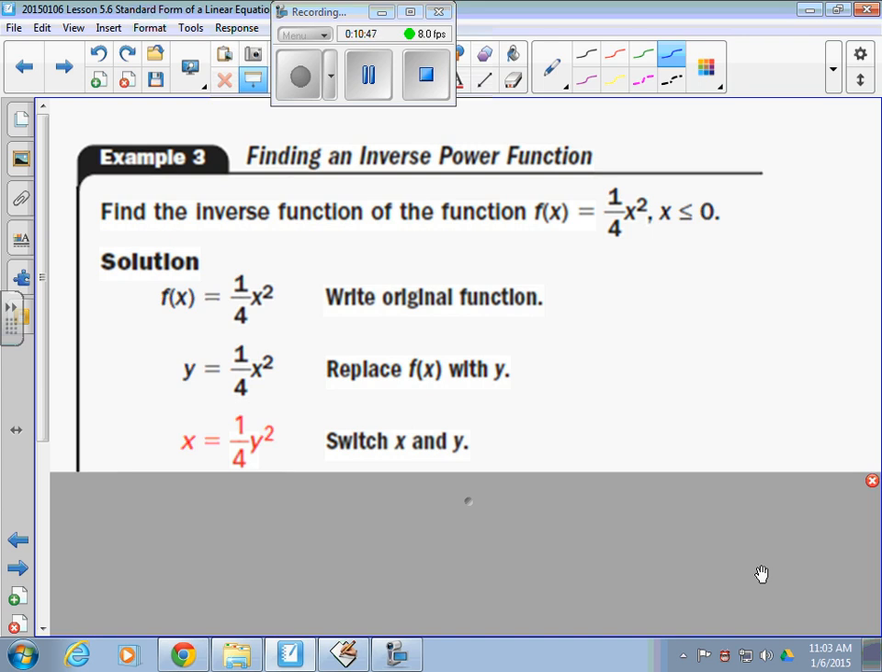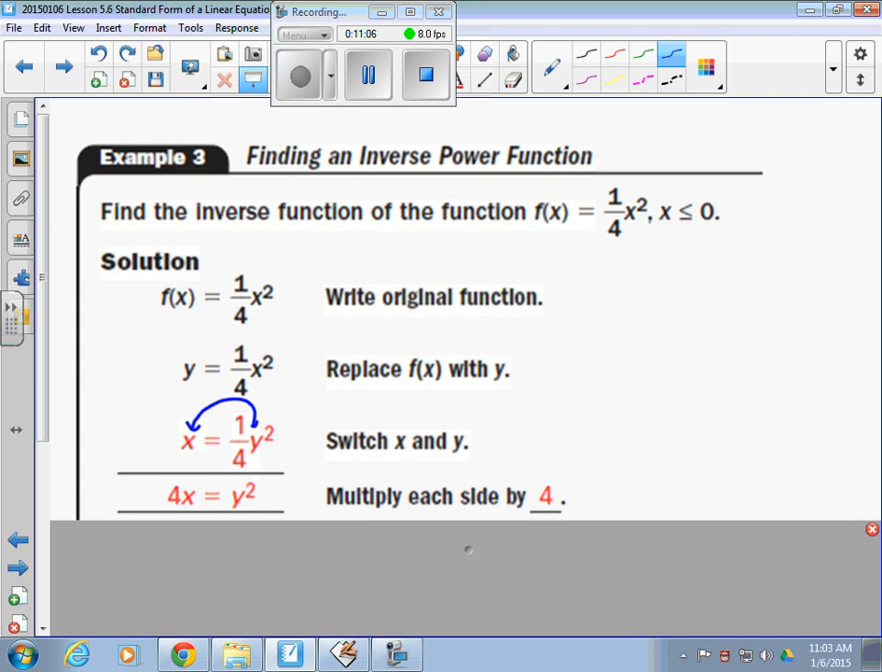Now we're looking at example number 3 is functions, right? F of x equals 1/4 x squared. Okay. So just like on example number 1, for this one, you want to swap x and y's values. Then you just use your order of operations and you undo it in order to get y by itself. It says 1/4 times y squared. You're multiplying by 1/4, which is the same thing as dividing by 4. So in order to cancel that out, you multiply each side by 4.